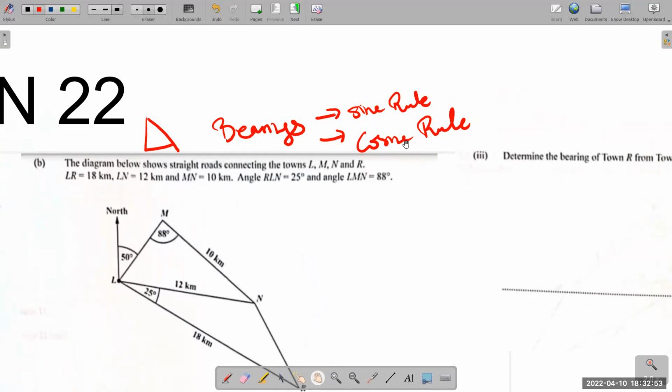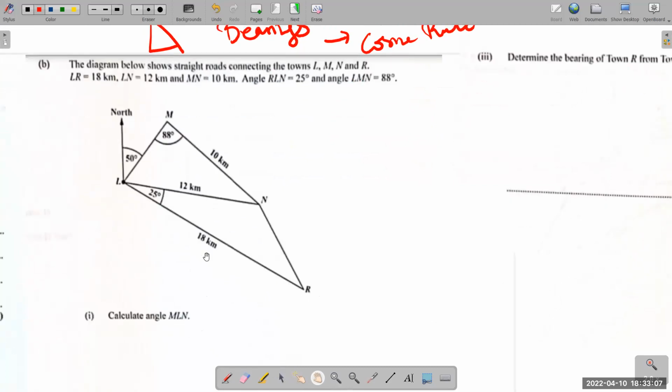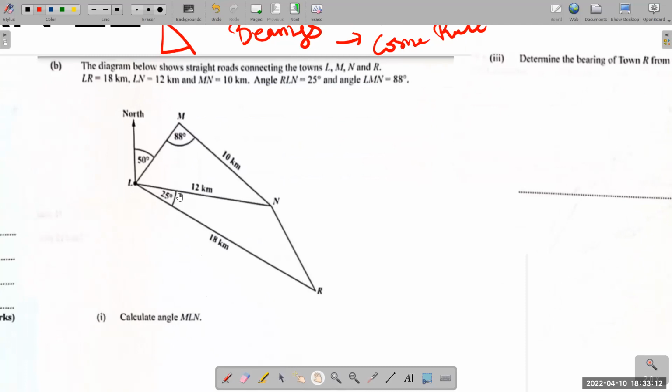Excellent. The cosine rule. The cosine rule is the one where you use it where the angle falls in between the given sides. So let's just look at the picture, even without anything. Look at this here. You realize how we got 12 and 18 and this angle in between here? Talk to me. Everybody see that? If I want to find this line here, what should I use? The cosine rule.